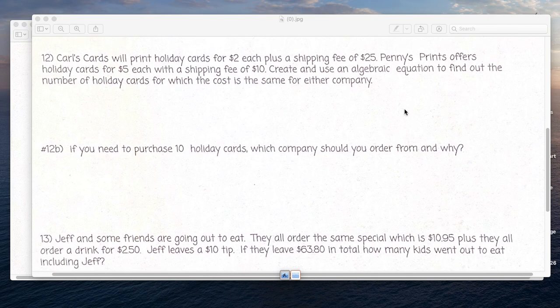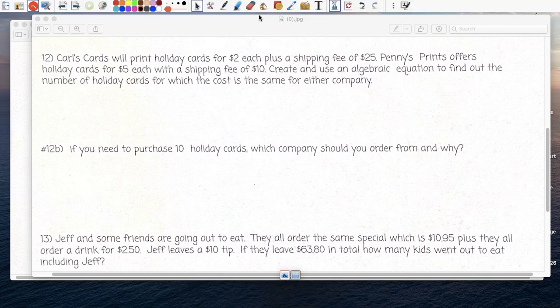Oh, shoot. Part B says, what happens if you want 10 holiday cards? Let me go back. One was 2c plus 25, and the other company was 5c plus 10. Well, let's do 10 holiday cards.